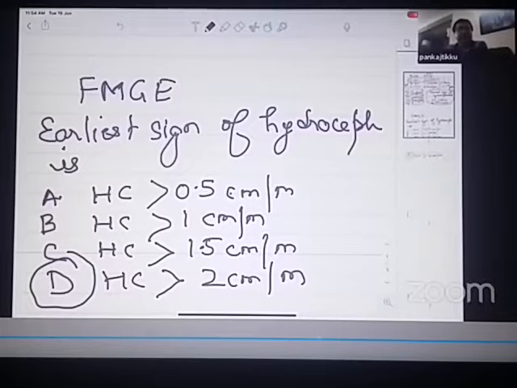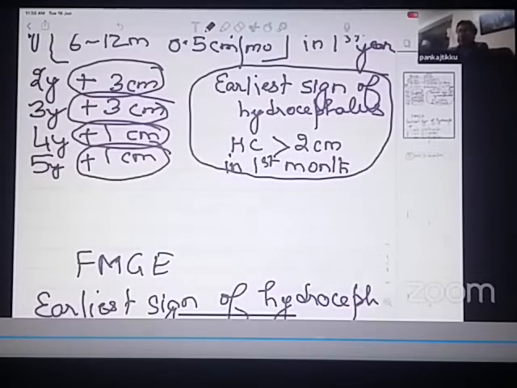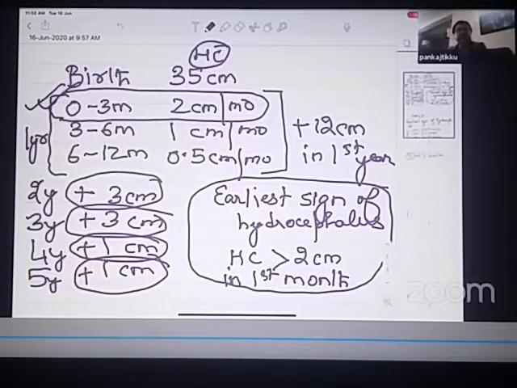Earliest sign of hydrocephalus is when the head circumference grows more than 2 centimeters in the first month. How much should it grow? It should grow 2 centimeters per month in the first 3 months. If it is growing more than 2 centimeters in 1 month, it is an early sign of hydrocephalus. I hope this is very clear to you.